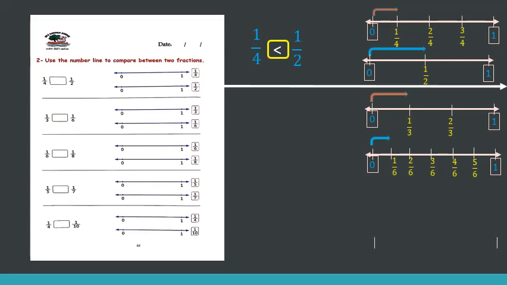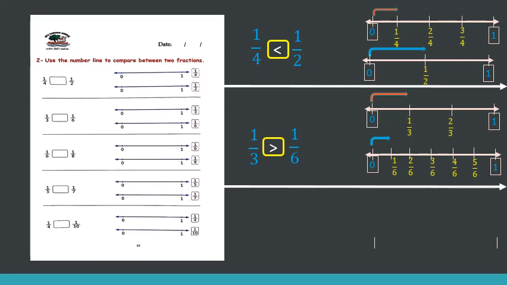If I want to compare the distances of 1 over 3 and 1 over 6, we will find that 1 over 3 is more than 1 over 6. So I have here 1 over 3 more than 1 over 6.